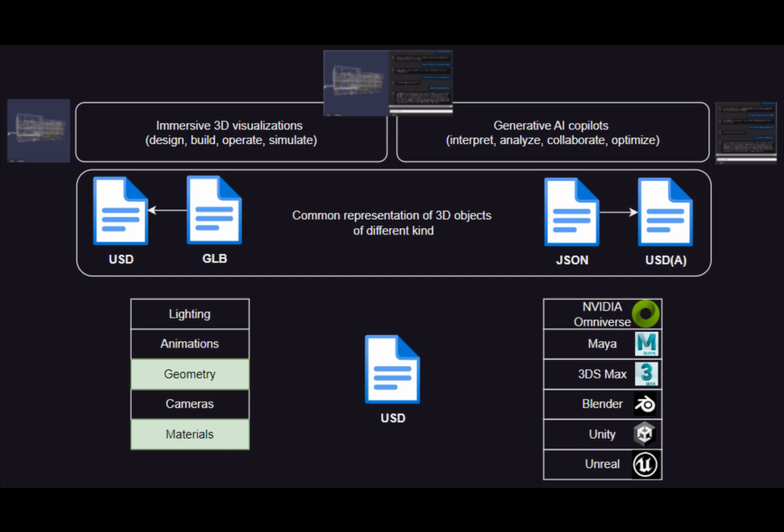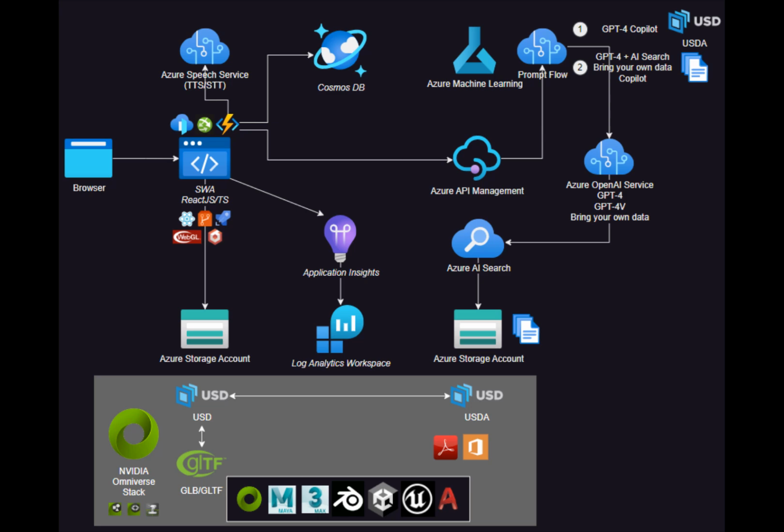We'll discuss how we build this Copilot application with the help of generative AI for digital twins, where the physical world meets the digital world. The value proposition is building immersive 3D visualizations alongside generative AI copilots, based on a common representation of 3D objects using USD and USDA formats. USD is Universal Scene Description, and USDA is the ASCII variant of USD.